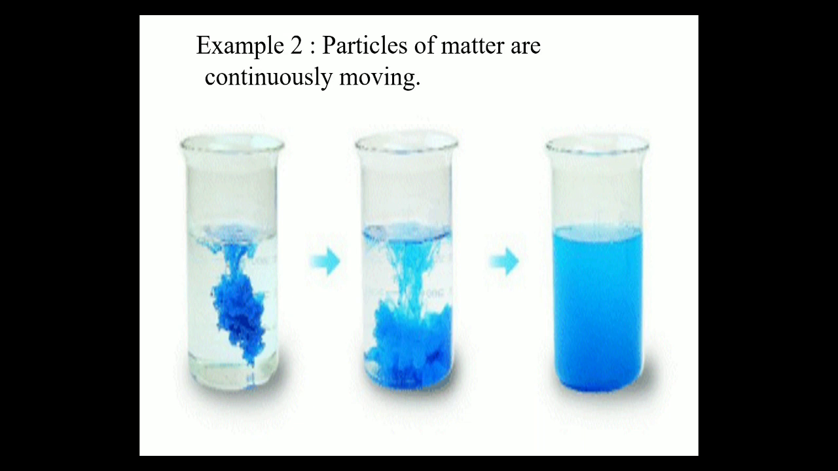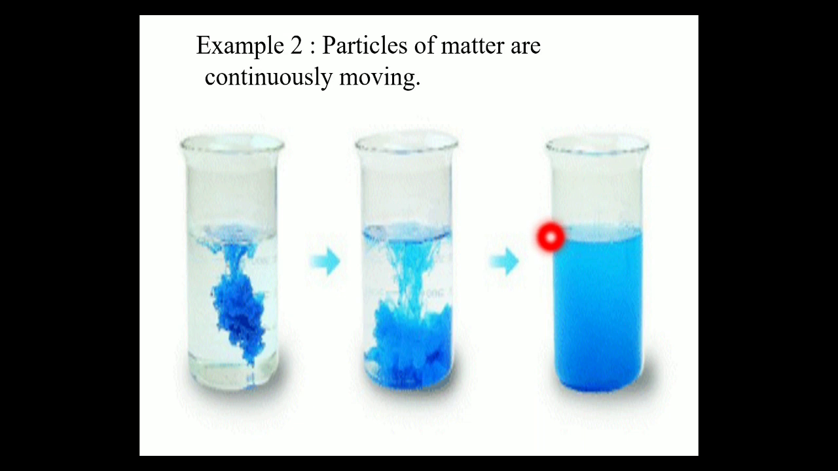Now, if the particles of matter could not move, what would happen? Where you add ink, only there the ink would be present. The rest of the solution would be clear, right? But particles of matter are continuously moving. That is why the ink is getting spread. Can you see? First you have added ink. Ink is getting spread into the solution. The entire solution is going to become blue, and finally the entire solution becomes blue.